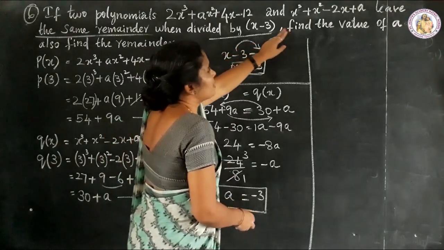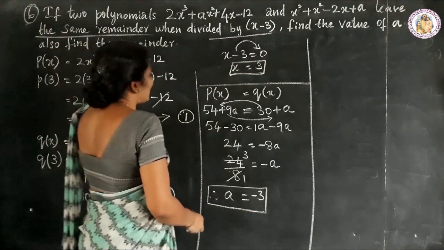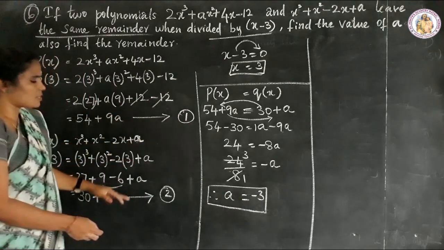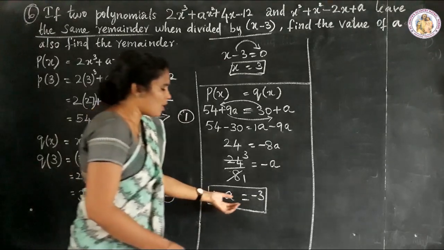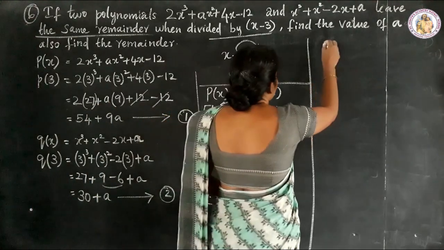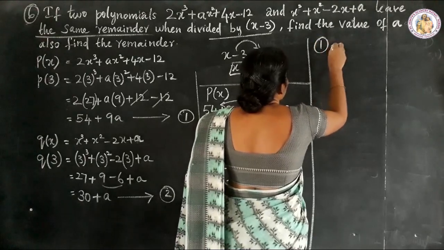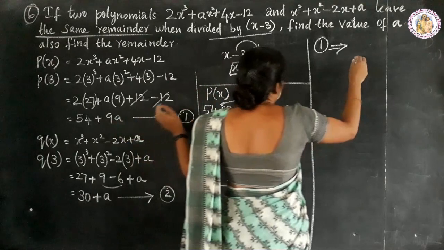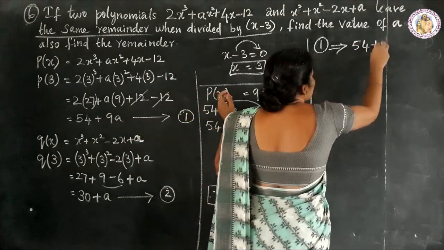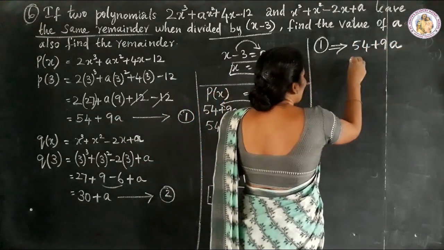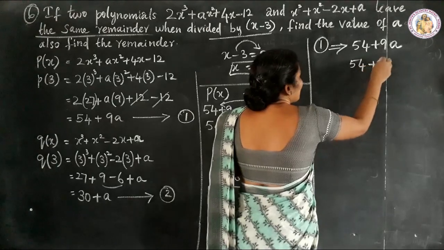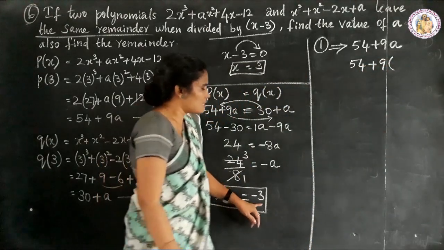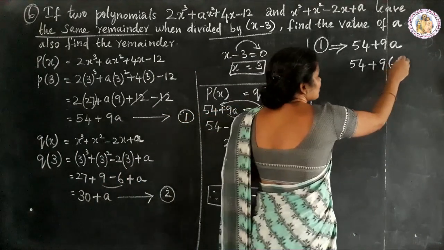We are asked to find the value of a, also find the value of the remainder. So now apply in any one of the equations, first equation or second equation, the value of a is minus 3. So now I am taking equation number 1. So equation 1 is 54 plus 9a. 54 plus 9a. Okay, now 54 plus 9a. Value of a is minus 3.